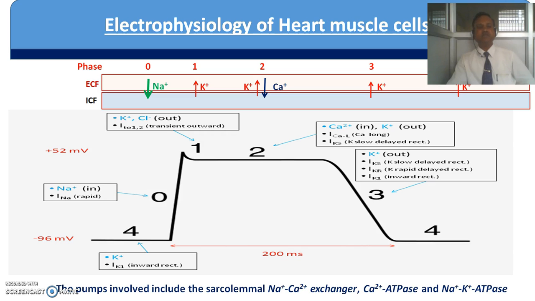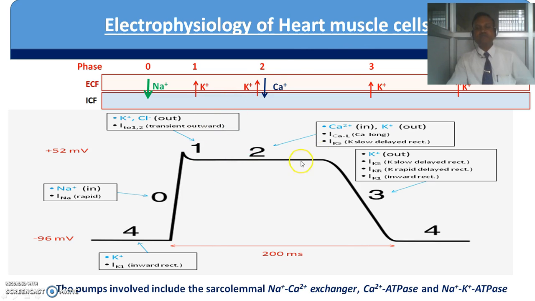Before going to this funny current, let's see how ions are exchanged across the extracellular fluid and intracellular fluid when there is change in the action potential of the cardiac muscles. Initially in phase 0, there is rapid entry of sodium ions from extracellular fluid to intracellular fluid, and this is responsible for phase 0, a very steep rise in the action potential of heart muscle. In phase 1, there is activation of transient outward potassium and chloride ion channels, because of which the cardiac muscle cell gets hyperpolarized to some extent.